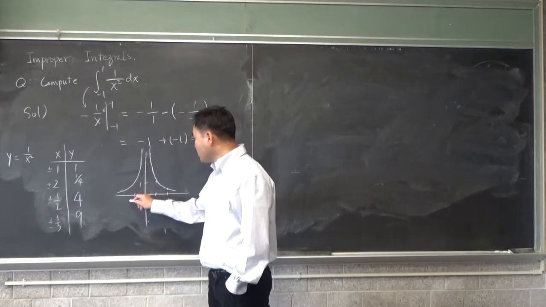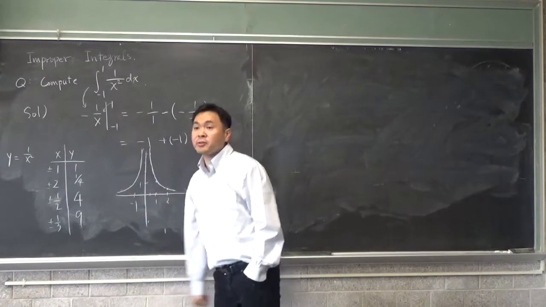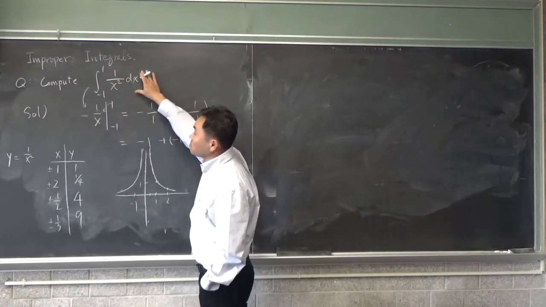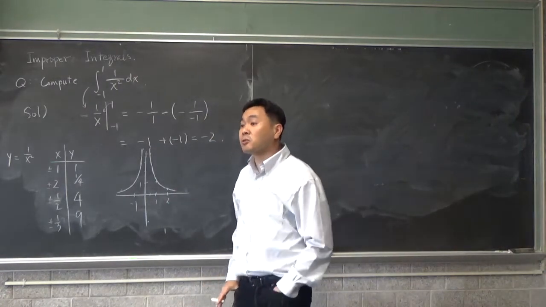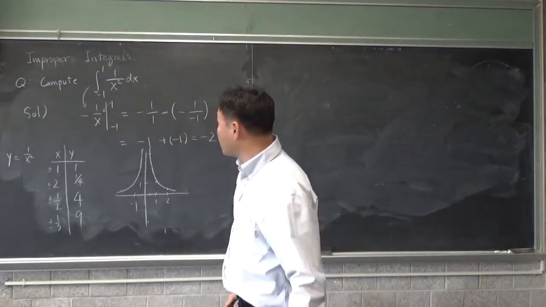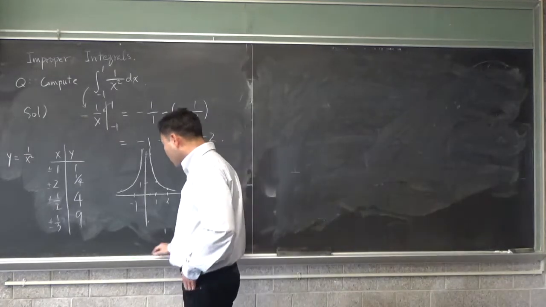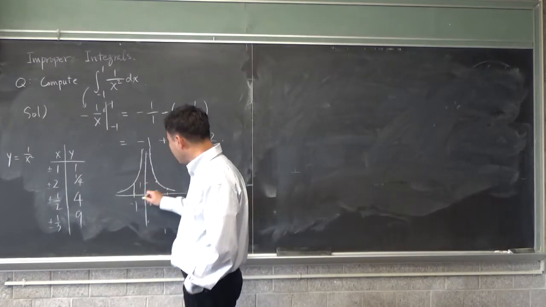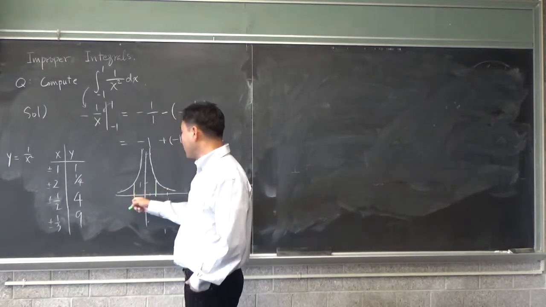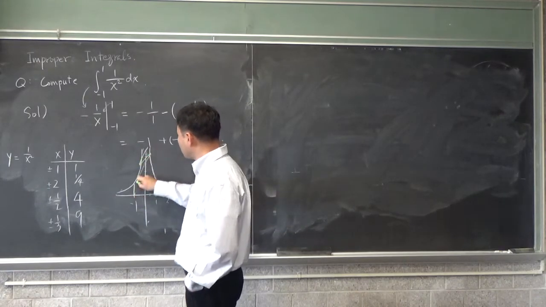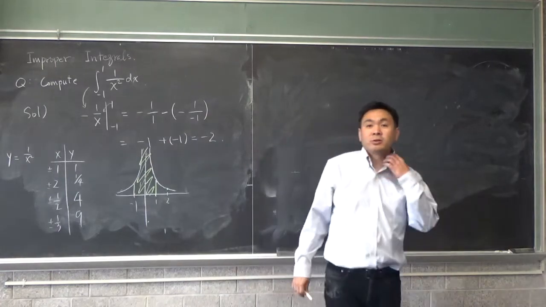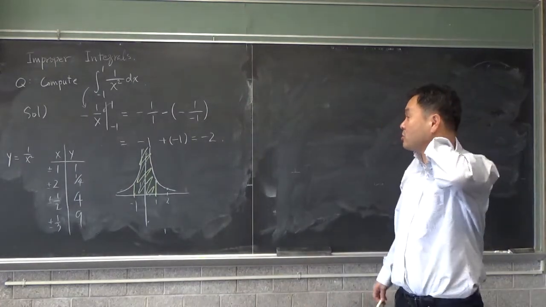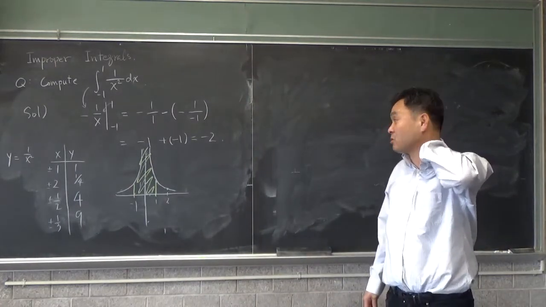Now, tell me the meaning of a definite integral. What geometric meaning does this definite integral have? Area under the curve, right? So it has the meaning of area under the curve. In our case, it's the area between negative 1 and 1 under the curve, so this is the area that we're looking for. Now, looking at the graph, what do you see that's very wrong with this answer?